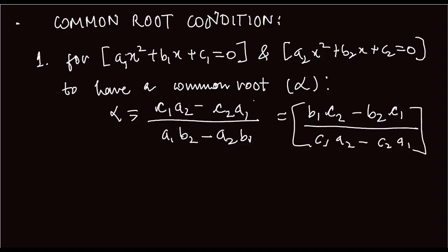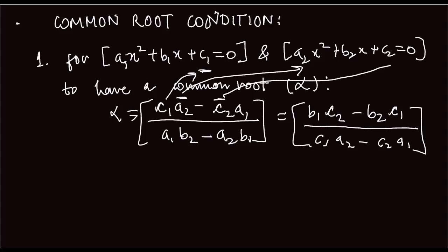So these are the conditions you can calculate it from. So you have to just think of c1, then a2, then c2, then a1, and you have to multiply them and subtract them from each other, and divide it by a1 b2 minus a2 b1. And you will get the common root.